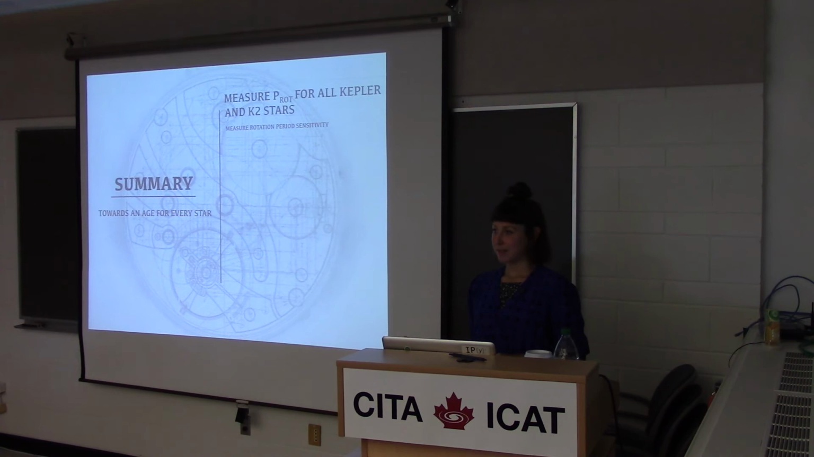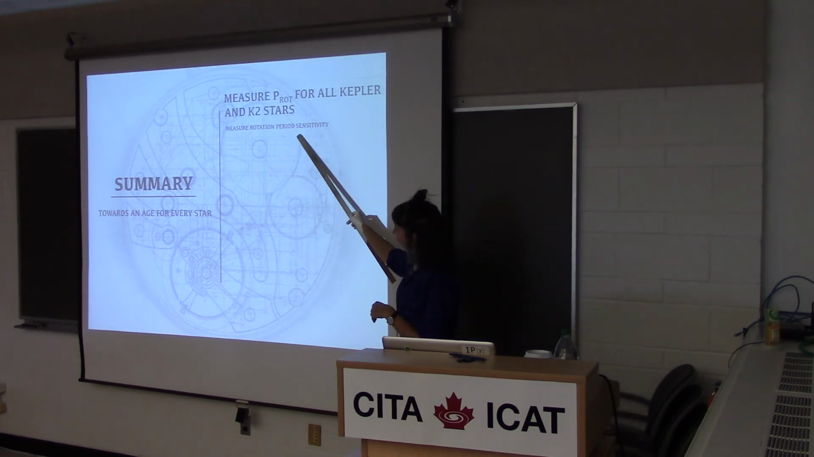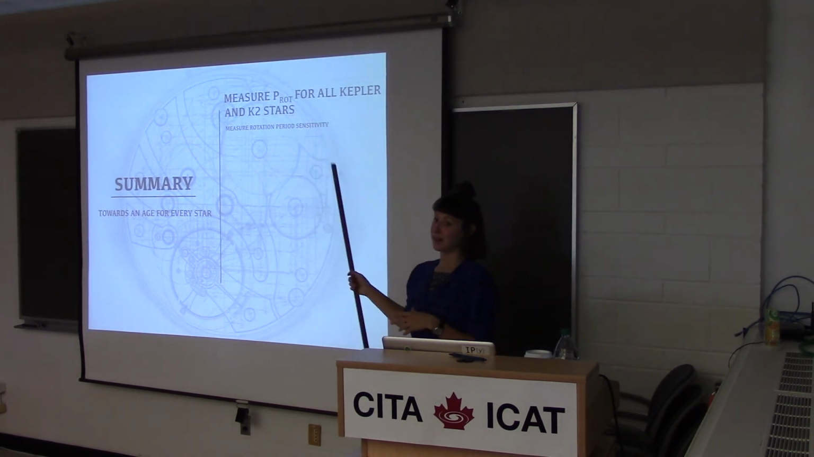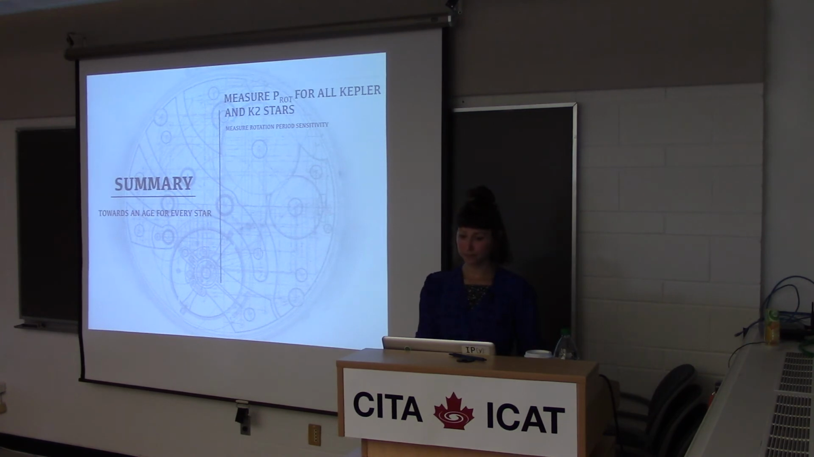Okay, so I'm just going to summarize now. I warned you that it was going to be a talk of two halves, and so I want to bring everything back together. So the next steps really for gyrochronology are to measure rotation periods for all the Kepler and K2 stars. And we can use a Gaussian process periodogram. Gaussian processes take quite a lot of time. They're quite computationally intensive. So we might not be able to do it for all of the stars at the moment. But we can certainly measure our rotation period sensitivity. And we really need to do that in order to calibrate gyrochronology.